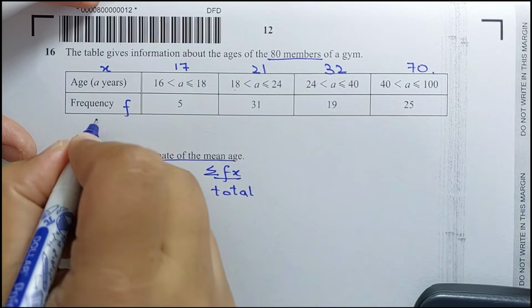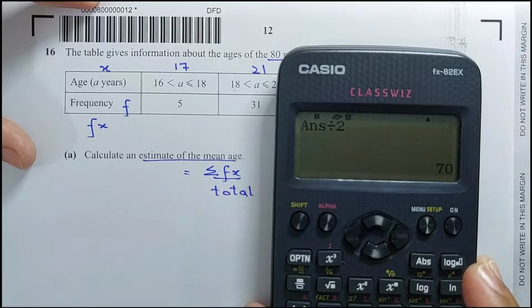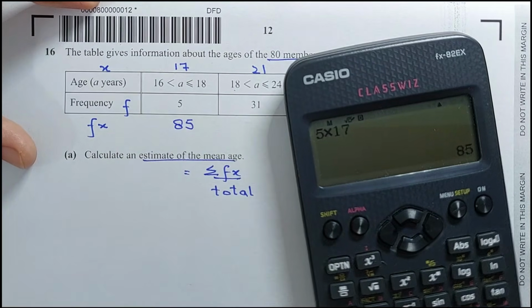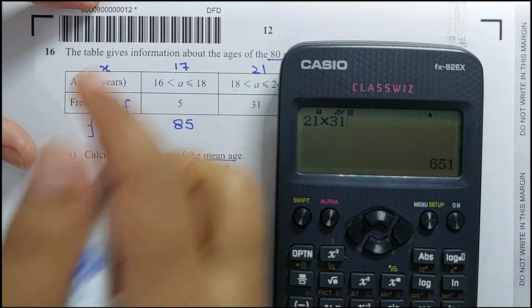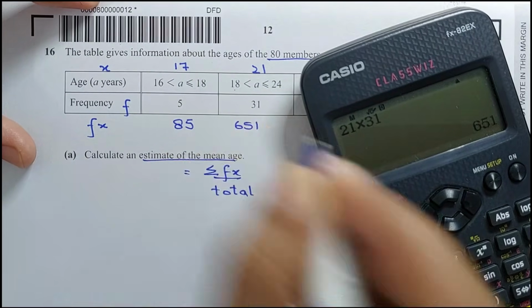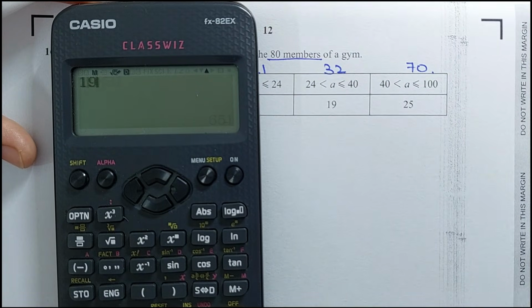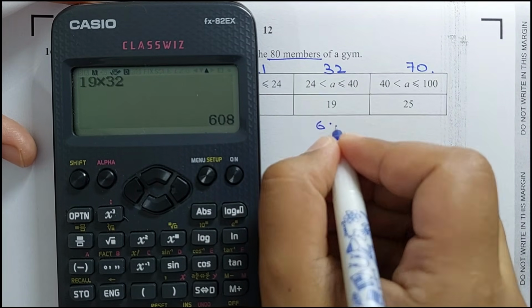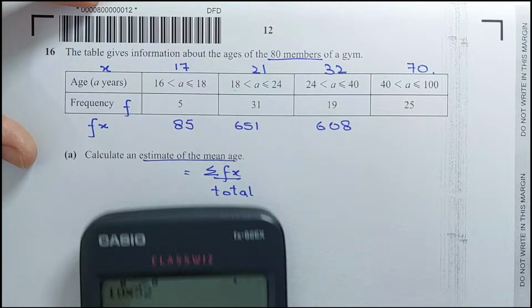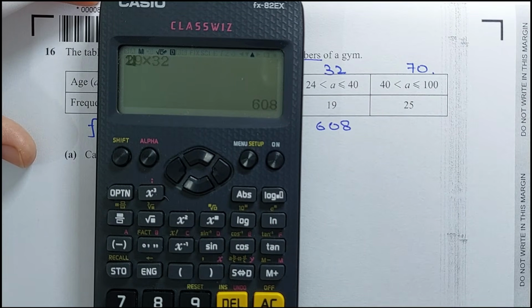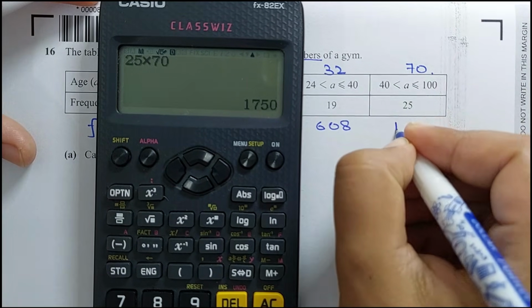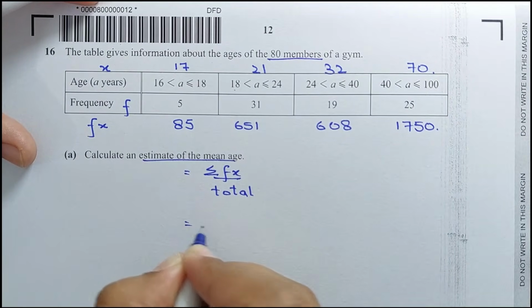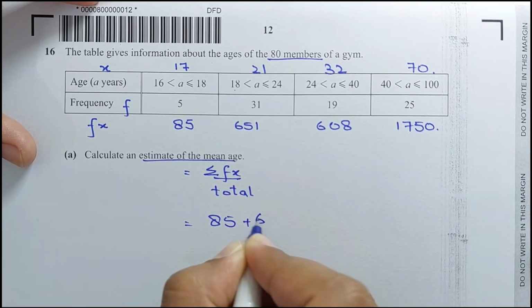Okay. Now what is fx, the product? Right. 5 times 17, that is 85. And 21 times 31, this is 651. Okay. Now 19 times 32, 608. Yeah. Okay. And 25 times 70, that is 1750.